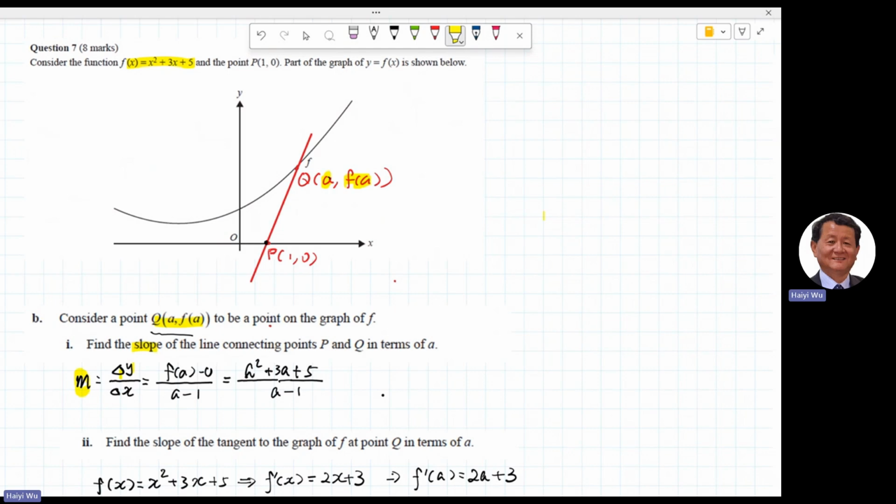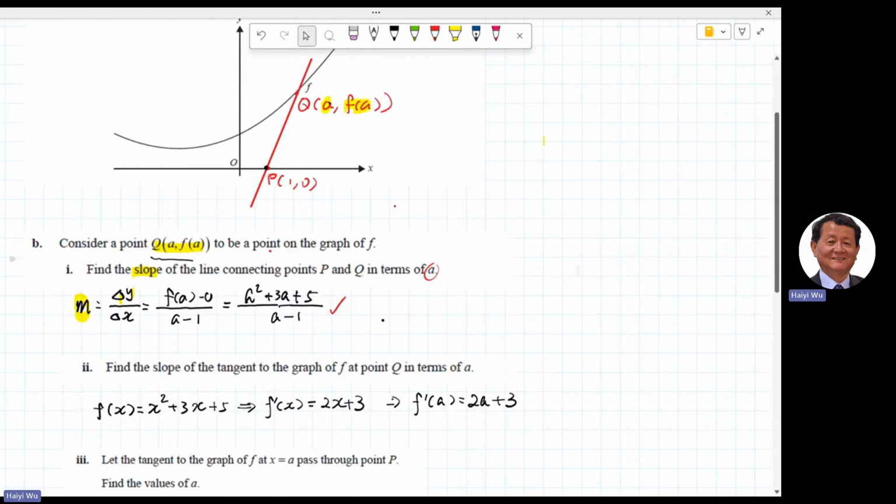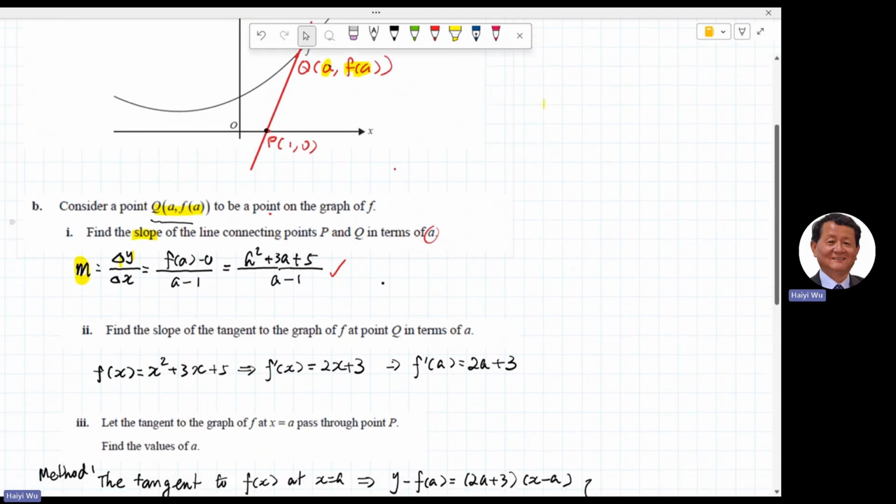Increase of y from P to Q is f(a) minus 0. Increase of x is a minus 1. So the answer is f(a), substituting a into the function, divided by a minus 1, in terms of a. So we've done that. Question B1 is pretty simple.